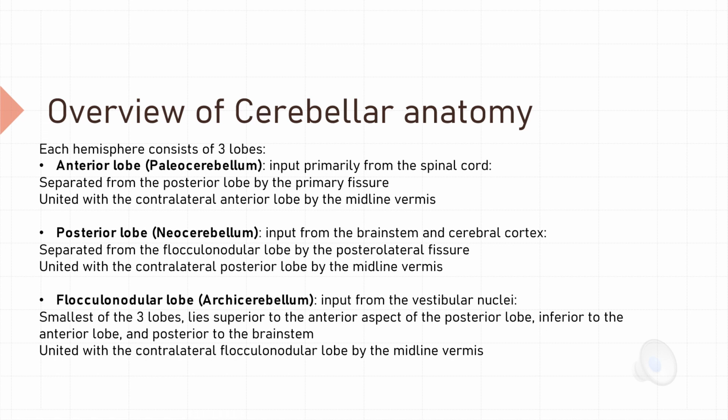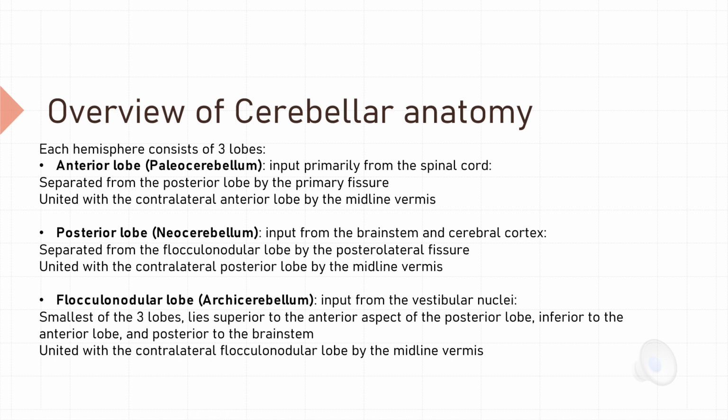The cerebellum is divided into three components: the anterior, posterior, and flocculonodular lobes. These are three areas with different connections and different functions. The lobe that performs the most primitive function is the flocculonodular lobe, also known as the archicerebellum. Its main function is to control posture and balance.